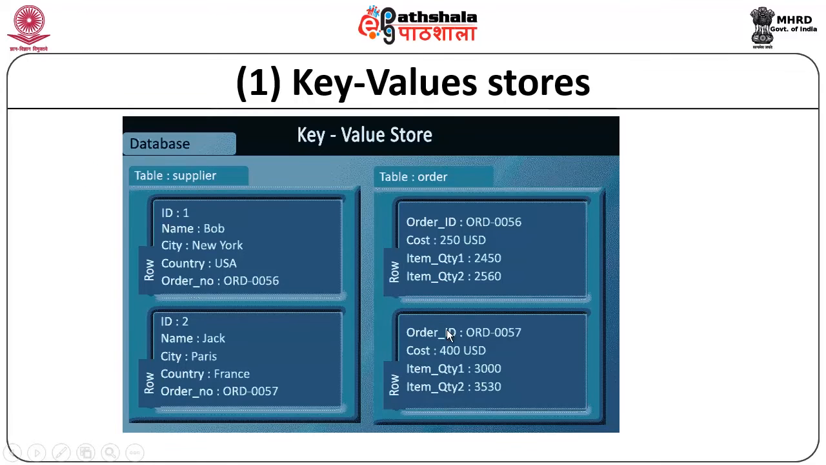An example for key value store: in this slide you can find there are separate IDs, that is keys, given to each and every row. So, ID 1 represents one set of values, ID 2 represents another set of values, order ID 56 and 57 represents another set of rows. So, here you are representing two tables, supplier and order. In these tables, every row is going to be indicated by means of a unique ID.